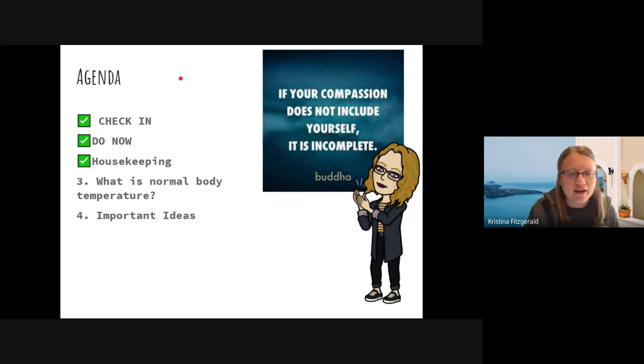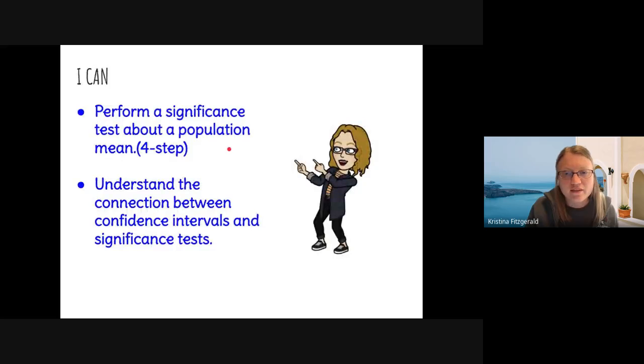I would take a peek at that. So, okay, this is what we're going to do then. We're going to perform a significance test, which we've done already in chapter 9. I think it was for proportions. It's chapter 9. And so now what we're going to do is do it for means.